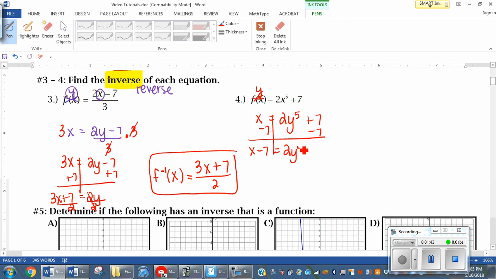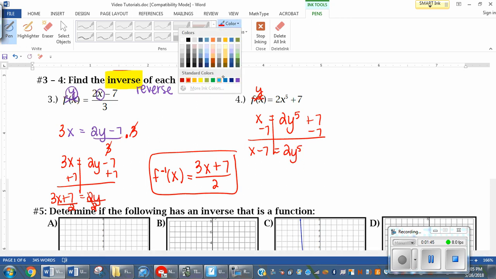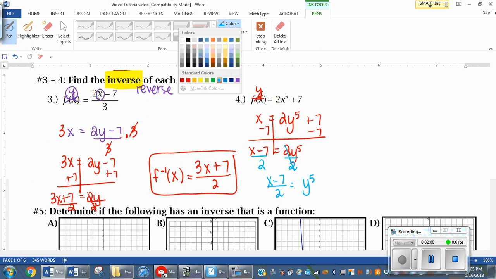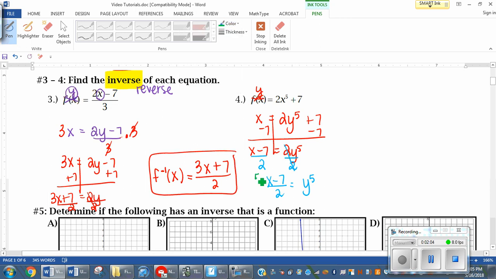Now I think a lot of the times people confuse what to do in this next step. They don't know whether to get rid of the 5 or the 2. You have to get rid of the 2 before you can get rid of the 5. So from here I want to take the 5th root, and when you do take the 5th root, make sure that this entire fraction is underneath the 5th root.